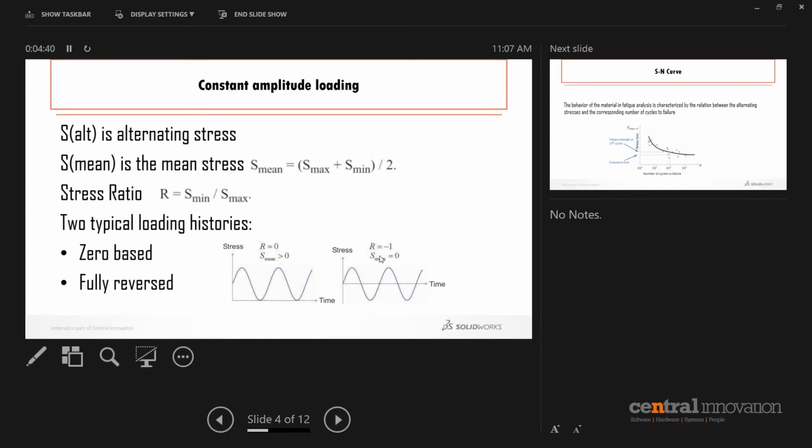As you can see in this diagram, you have a view of a fully reversed loading history. A fully reversed loading history means that I apply my load. I push, let's assume, a bar.